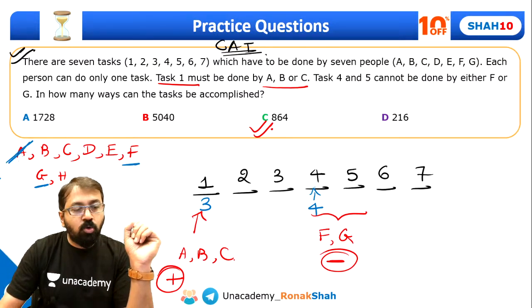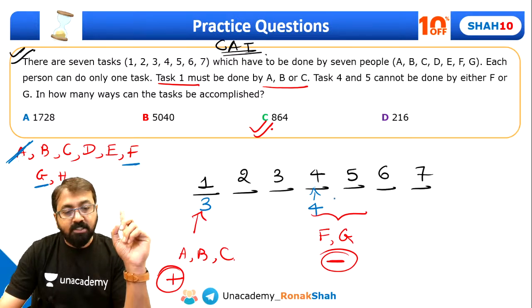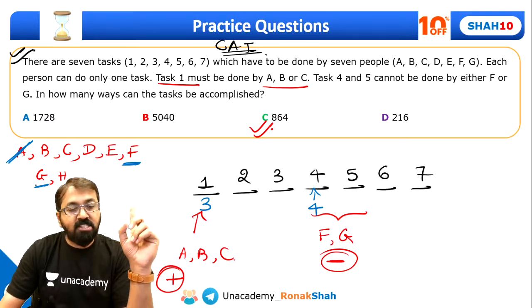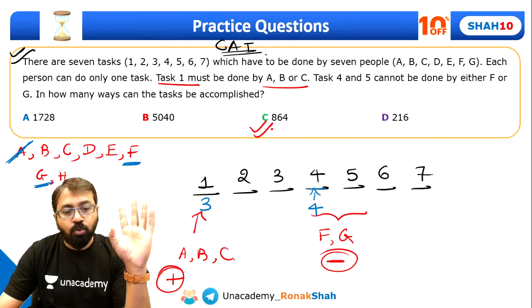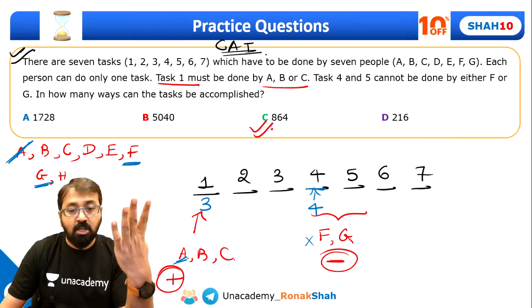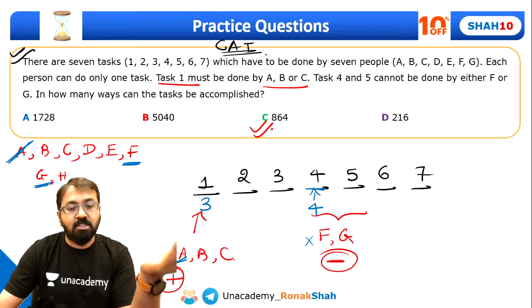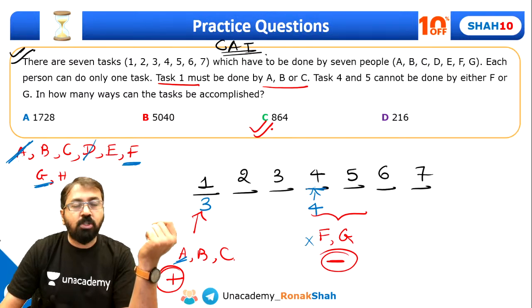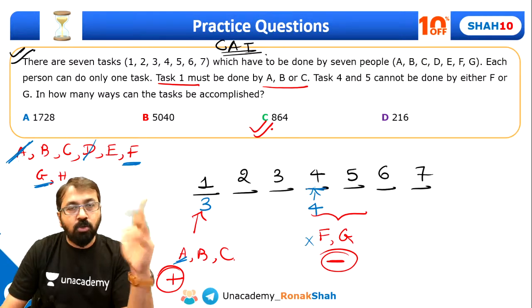टास्क 1 हमने A को असाइन कर दिया. टास्क नंबर 4 and 5 F and G नहीं कर सकते. तो मैं अभी टास्क 4 को देख रहा हूं. तो टास्क 4 के लिए मेरे पास FG नहीं है और A जिसको हमने असाइन कर दिया वो भी नहीं है. तो कितने लोग बचे? 4 लोग बचे. सो 4 में से कोई एक टास्क 4 करेगा. सपोज मैंने D को टास्क 4 दे दिया.